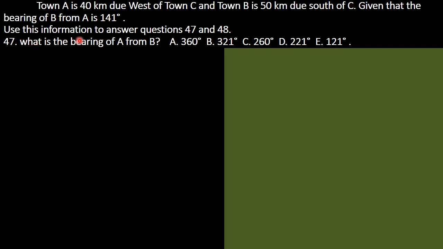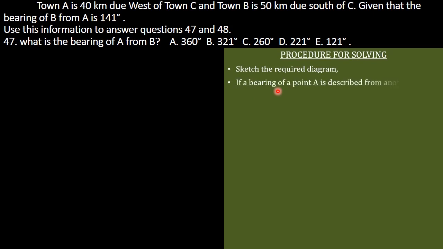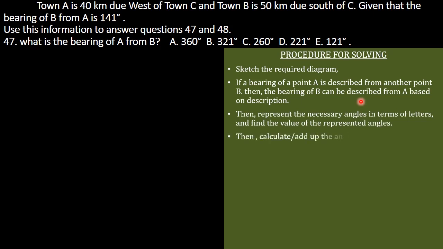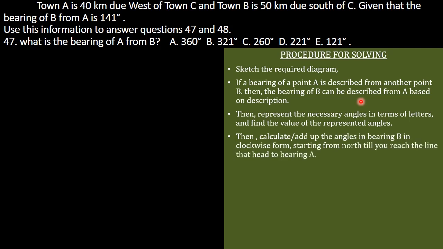Let's check the procedure for solving this. The first step is to sketch the required diagram. If the bearing of a point A is described from another point B, then the bearing of B can be described from A based on the description. Then represent the necessary angles in terms of letters and find the value of the represented angles. Then calculate the angle of the bearing at B in clockwise form, starting from north till you reach the line that heads to A. Here is the required diagram.